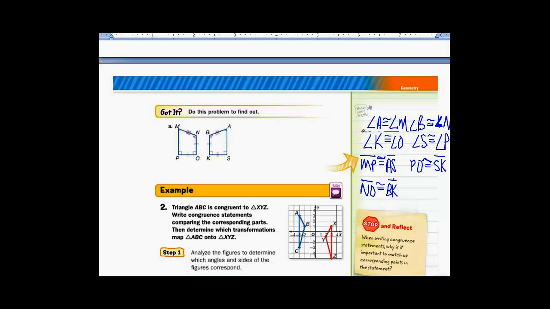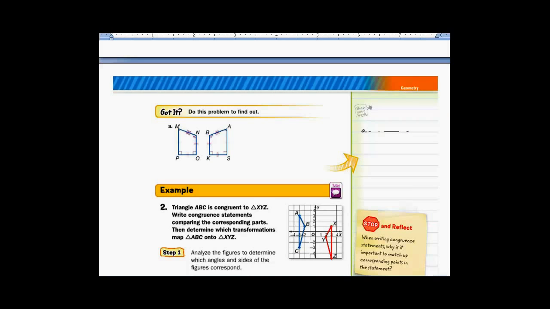And last one, I would do MN congruent to outside to inside, AB. Now, those are not necessarily hard, but they are kind of time consuming. So just don't try and rush through there. Make sure that you do have parts that correspond.